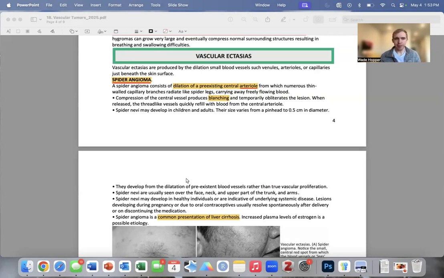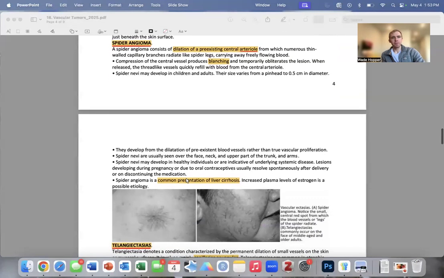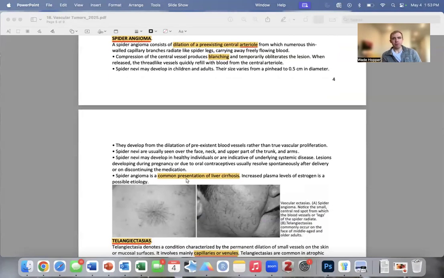There's really no hyperplasia. There's no neoplasia going on here. It's just usual vessels that get dilated. Spider angiomas tend to have radial symmetry, and they're secondary to dilation of a central arteriole, which goes on to affect the surrounding capillary branches. And they're linked to cirrhosis because you get increased circulating vascular endothelial growth factor, VEGF, in cirrhosis.